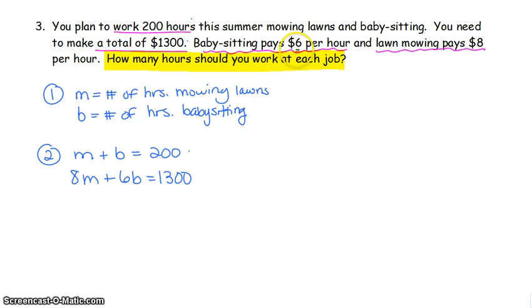Babysitting pays $6 an hour, so I'm going to make sure that 6 goes with the B. And mowing the lawns is $8 per hour, so I'm going to make sure that 8 goes with M. So it's $8 for every hour mowing, $6 for every hour babysitting, and I need that total to be $1,300 of money earned by the end of the summer.